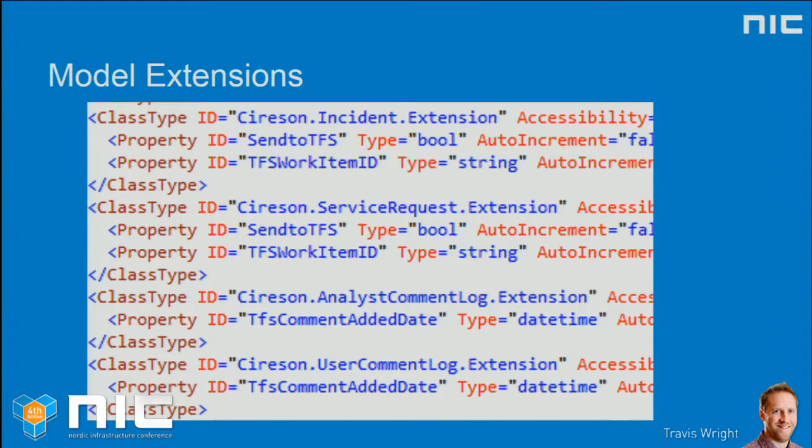Obviously send to TFS is a way for us to say, okay, this incident or this service request needs to be sent to TFS. And with TFS work item ID, it's also a way for us to capture the TFS work item as part of the incident or the service request. And then we've also extended the analyst and end user comment log class to add a new TFS comment added date. So we are also synchronizing comments back and forth between incidents and service requests as well as TFS bugs and user stories.